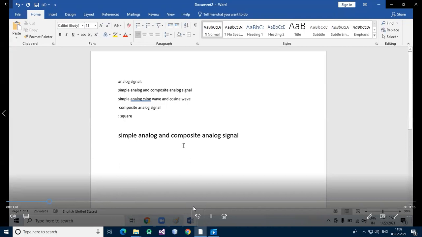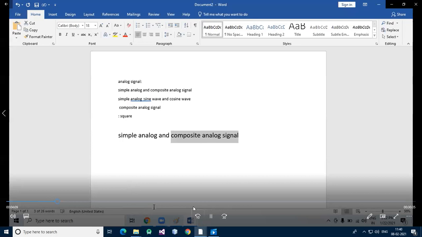So before we discuss sine and cosine, let's discuss composite first. A composite analog signal is made up of multiple sine and cosine waves of different amplitude added to or subtracted from each other. Examples of composite analog signals are square wave, triangular wave, pulse, and so on.